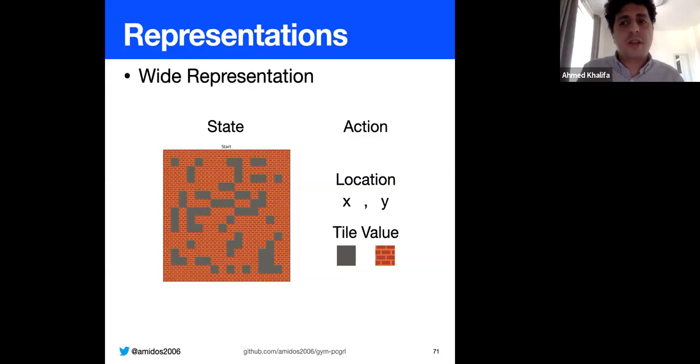So before we start training, how do we look at these states and actions, just for people to know? We have multiple different representations for that. The first one, which is the easy one, is called the wide representation, where you get the whole state of the level, which is how the level looks right now. Then the neural network has to respond with an action. The actions consist of a location and a value. So I tell you, at this X and Y location, I want to have an empty tile.